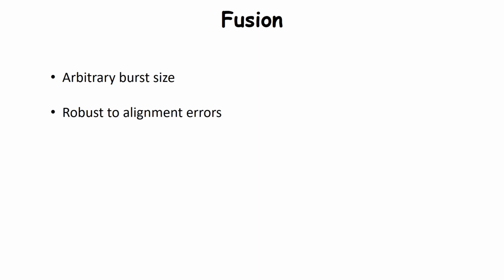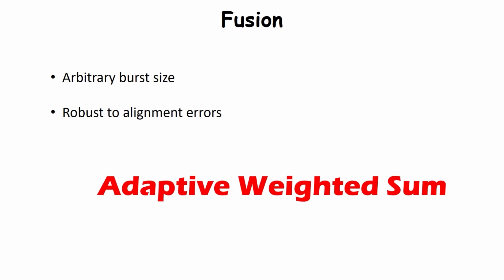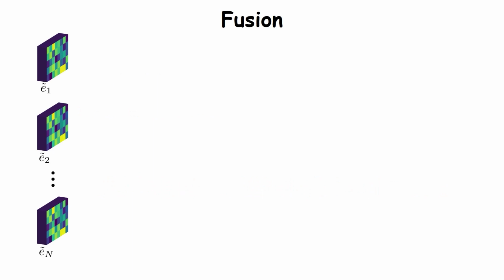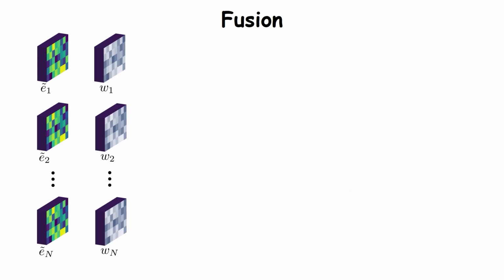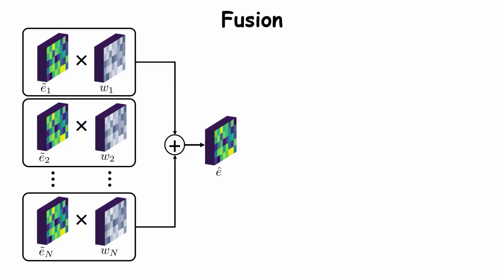Ideally, the fusion module should be able to merge an arbitrary number of input images. Furthermore, it must be robust to possible alignment errors due to inaccurate optical flow estimation. While simple pooling operations such as average pool or max pool can satisfy the first property, they lack the flexibility to tackle the latter issue. Thus, we employ an adaptive weighted sum-based fusion approach in this work. For each image, we first obtain element-wise fusion weights, which are multiplied with the image embeddings and then summed together to obtain the merged output.